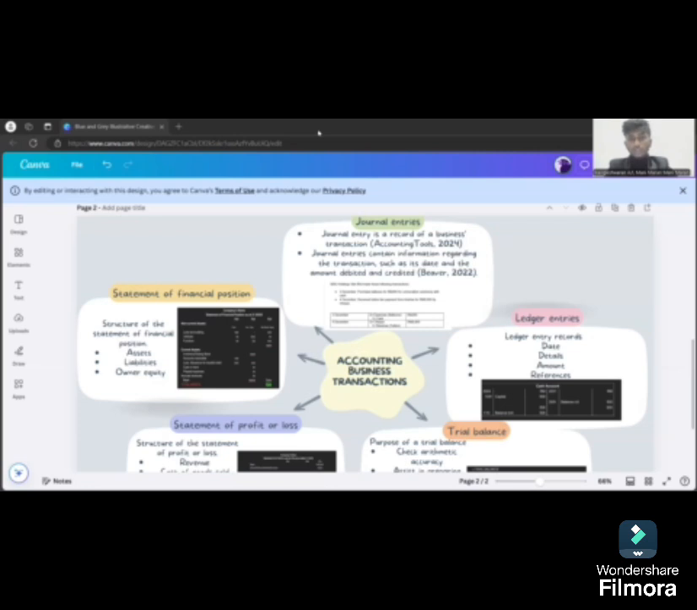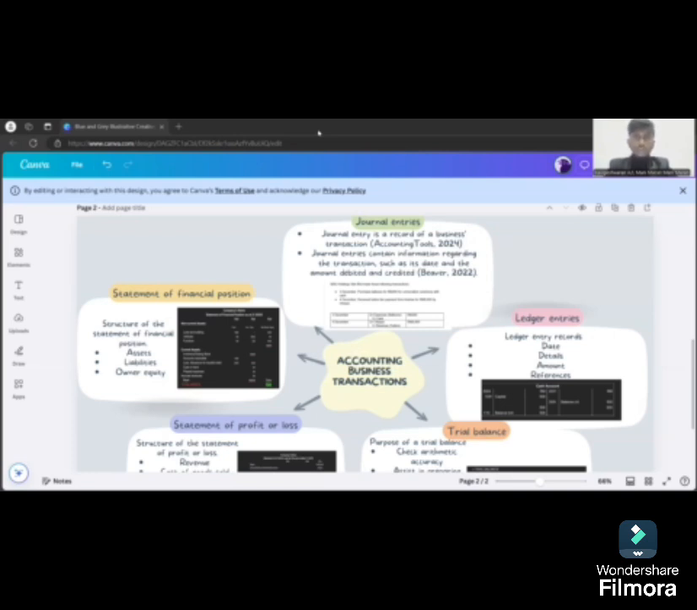First of all, I would like to dive into the definition of ledger entries. Ledger entries refers to the recording of financial transaction in the general ledger, which is the primary record used by a company to track all its financial activity. Each ledger entry consists of a debit and a credit, and it provides a detailed breakdown of the impact of each transaction on the company's financial account.